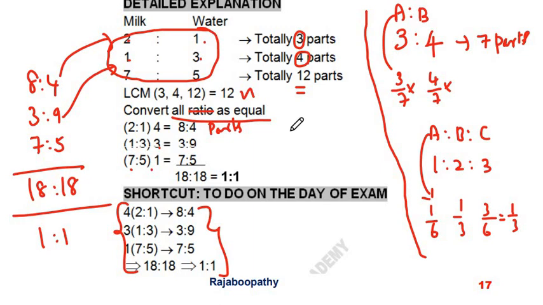Everyone understand? Only 3 of them answered. Okay.